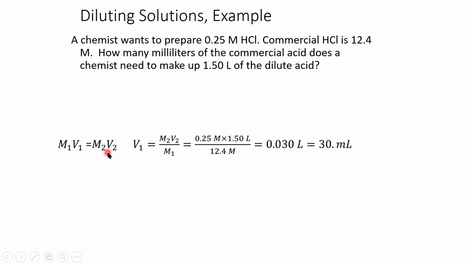We're going to have to divide both sides by M1 so that we have our equation, and then we plug in the numbers. We just need to make sure we keep the numbers together. So the 0.25 molar and the 1.50 liters go together. That's the diluted solution. Then we have the concentration of the concentrated solution in the denominator. So we would need, did it ask for milliliters? It did. So 0.030 liters or 30 milliliters of the concentrated solution. Then we dilute it to 1.50 liters and it would go down to 0.25 molar.